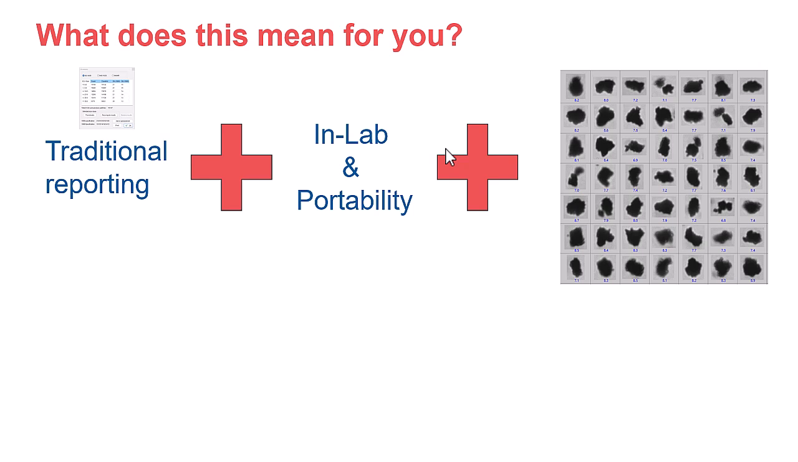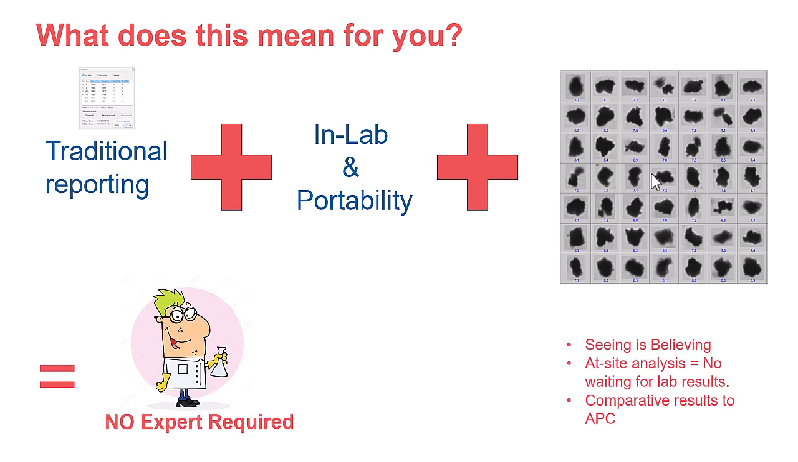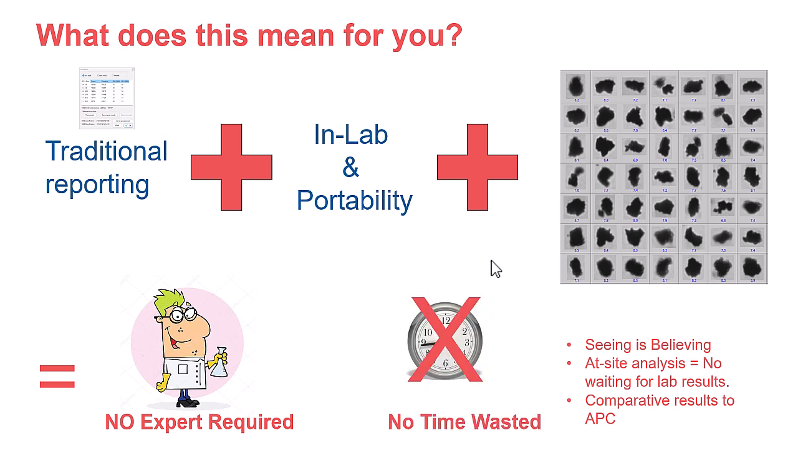You can take this out in the field, or use it in the lab, do an analysis, and really quickly see what's in there. It ultimately means that you don't need an expert. Seeing is believing, with no waiting for lab results. You do get comparative results with an automated particle counter, and we do have results that show how an APC matches our dynamic image analysis instrument. Ultimately, there's no time wasted. You can make a decision right there whether you have a problem or not.